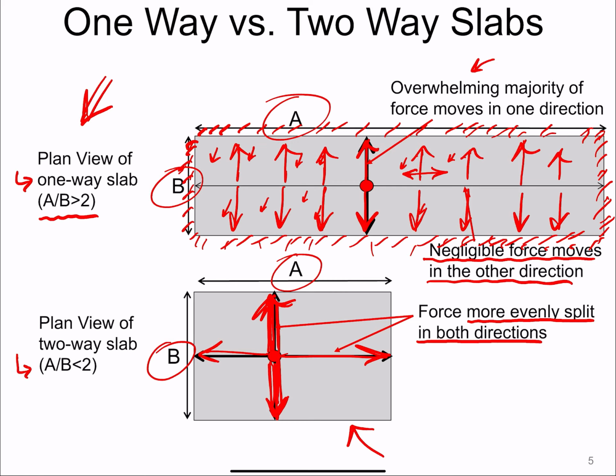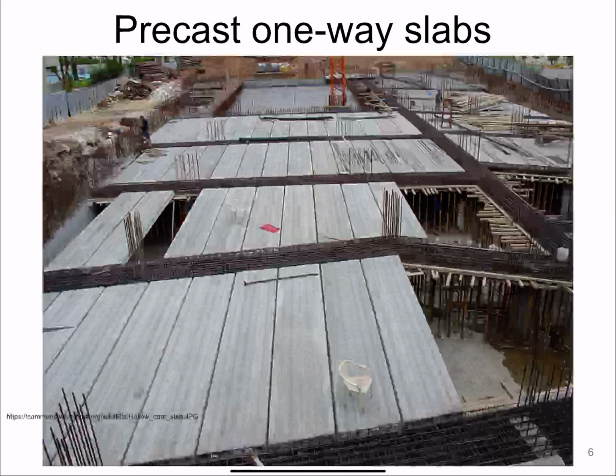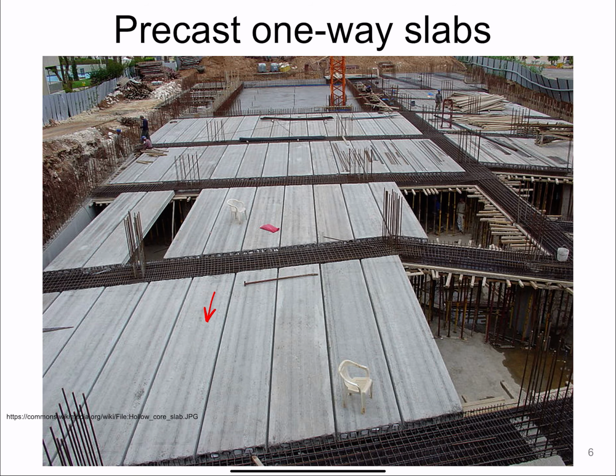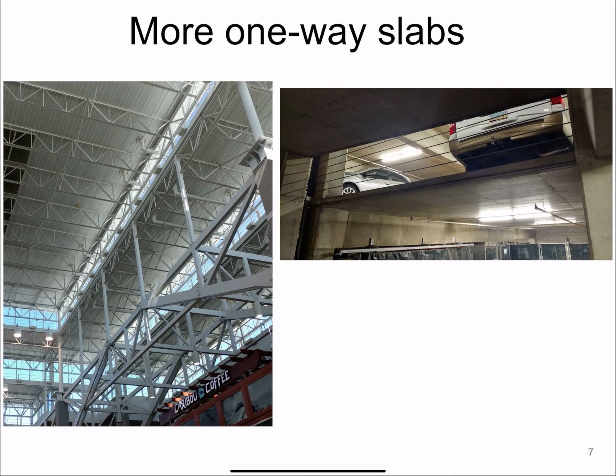Two-way action. So it's an easy way to define what's going on with the slab. You can have precast one-way slab systems, where you get your slabs as beams, and then you connect them together on site. So this one-way or two-way slab behavior is not particular to concrete. You can have it in steel too. You see the beams.